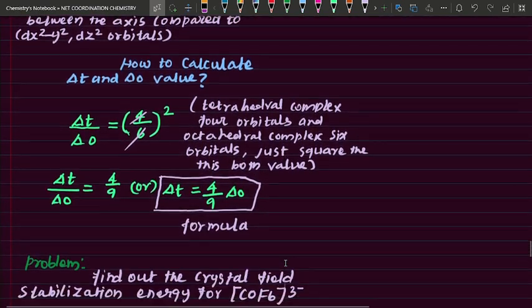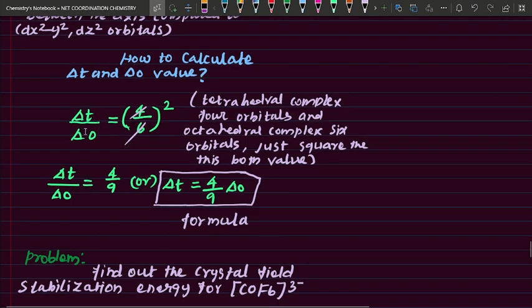See here, delta T divided by delta O gives (4 by 6) squared. Tetrahedral complex has 4 ligands and octahedral complex has 6 ligands, just square these both values. So we get delta T by delta O equal to 4 by 9, or delta T equals 4 by 9 delta O. This is the formula. Please memorize this formula. Let's see one problem.